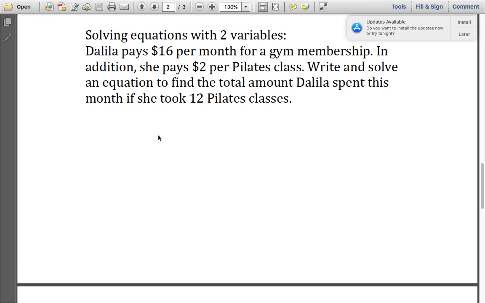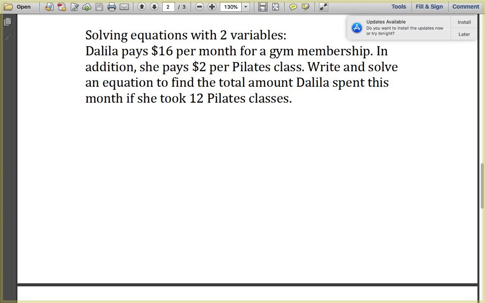Alright, last thing here, word problem. Solving equations that have two variables. So Delilah pays $16 per month for a gym membership. In addition, she pays $2 per Pilates class that she decides to take at her gym. So let's write and solve an equation to find the total amount Delilah spent this month if she took 12 Pilates classes.